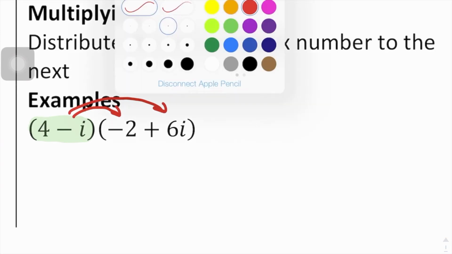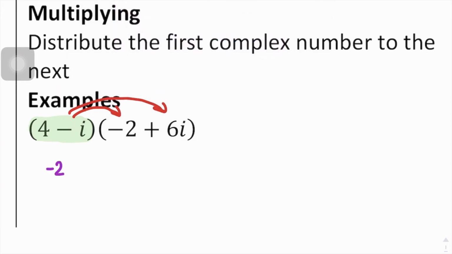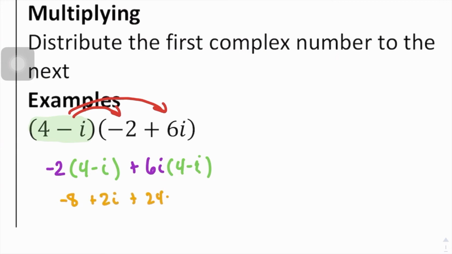So we're going to get negative 2 times 4 minus more i, plus 6i times 4 minus i. All right, distribute. So we get negative 8 plus 2i plus 24i minus 6i squared. Combine like terms and simplify where we can.